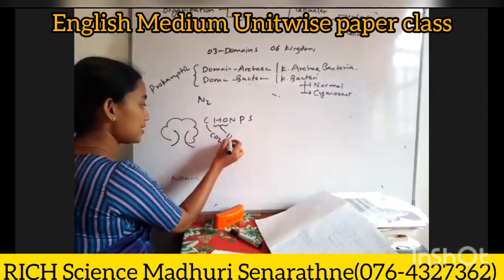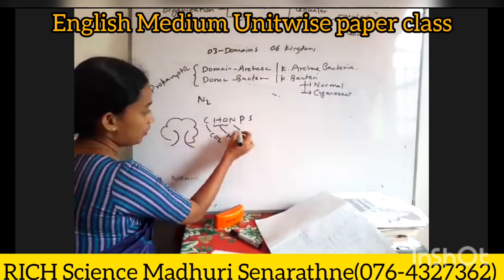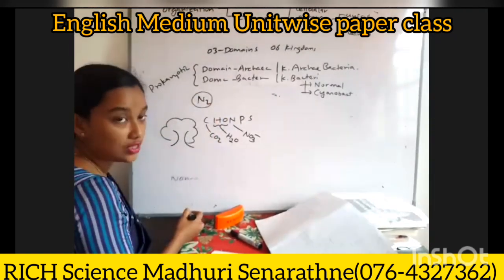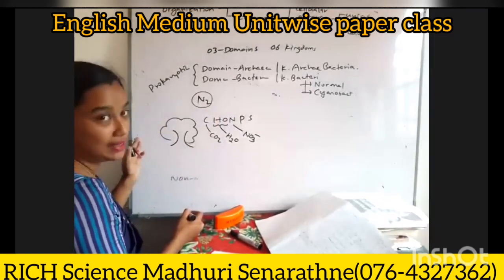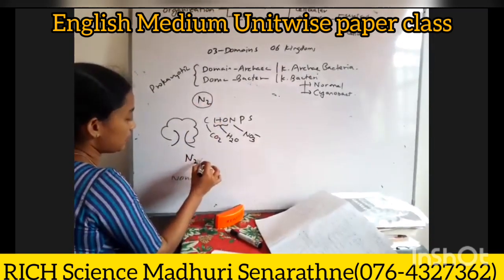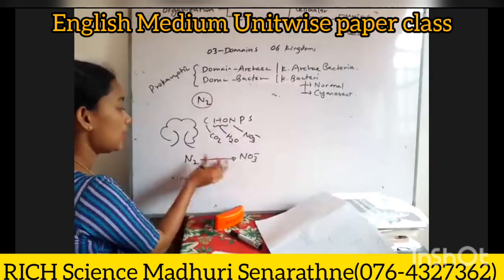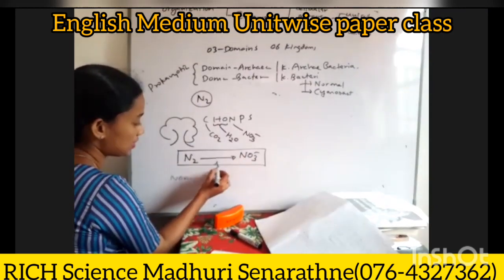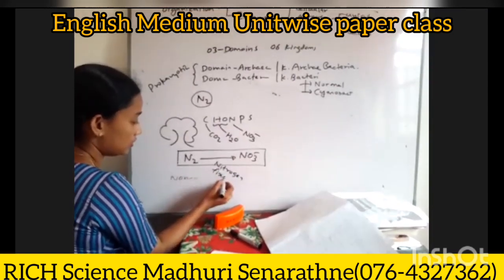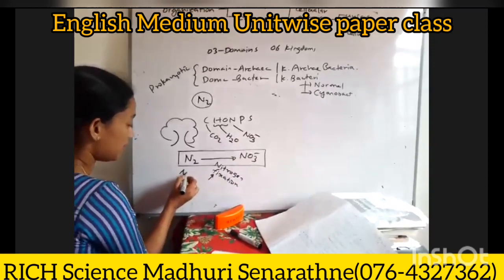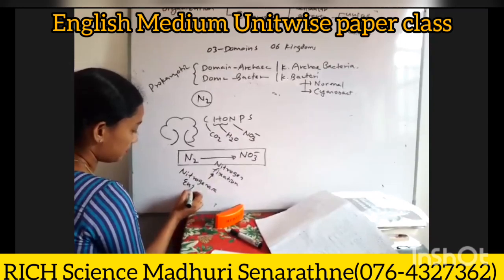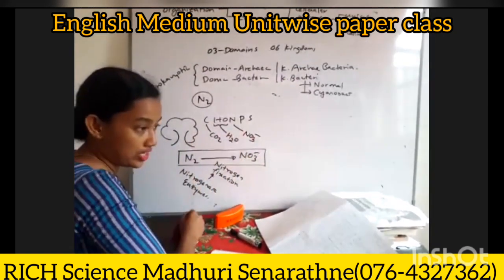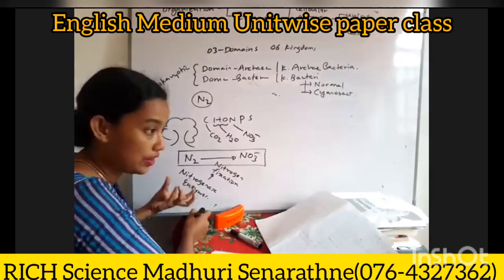Carbon is taken as atmospheric carbon dioxide, hydrogen and oxygen are taken as H2O from soil, and nitrogen as NO3 minus. That means atmospheric N2 cannot be absorbed directly by plants. This atmospheric nitrogen should be converted to NO3 minus to be absorbed by plants. This process, N2 into NO3 minus, is known as nitrogen fixation. This is done by the nitrogenase enzyme. So some cyanobacteria have the nitrogenase enzyme; that is, some cyanobacteria can perform nitrogen fixation.